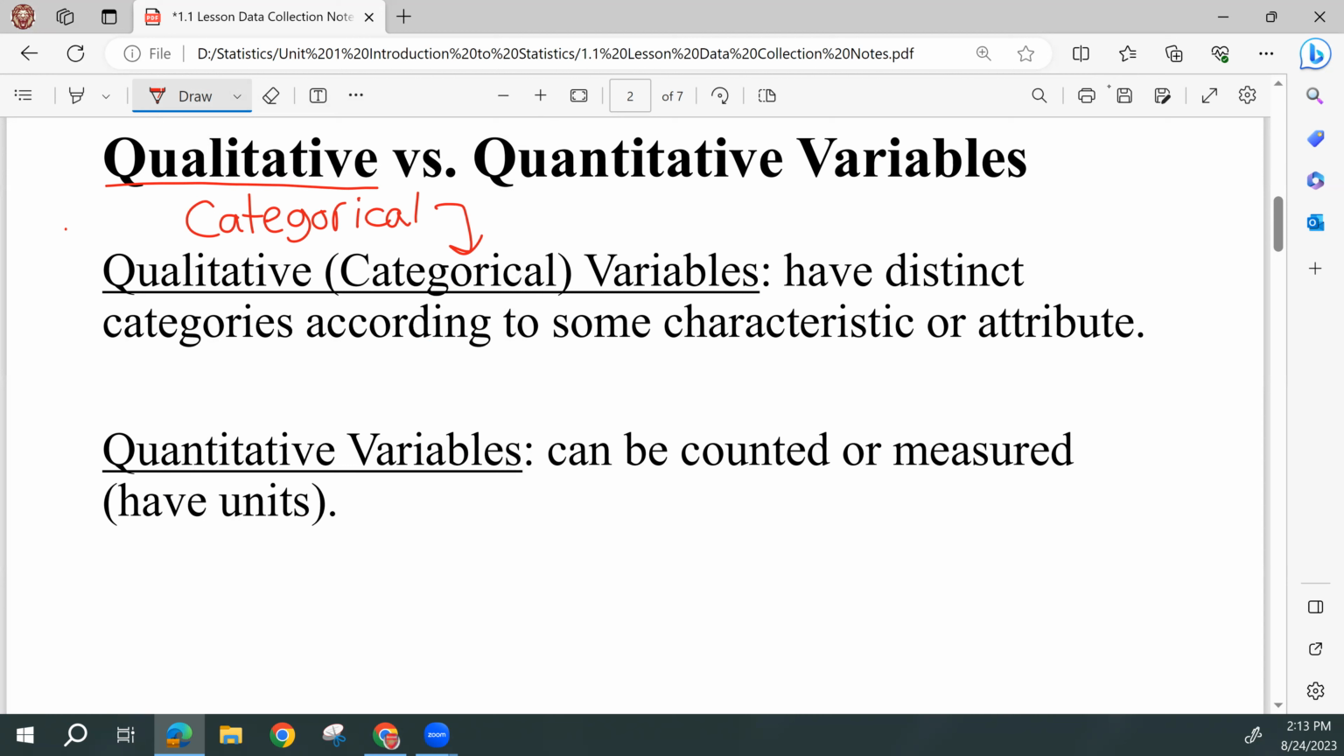Qualitative variables are those types of variables that we're not measuring. They are characteristics or attributes, things that we can put into groups without measurement. My example in class the other day was freshman, sophomore, junior, senior. Your class level is a qualitative or categorical variable. Quantitative variables have units. They're things that we can measure: height, age, weight, grade point average, things like that.